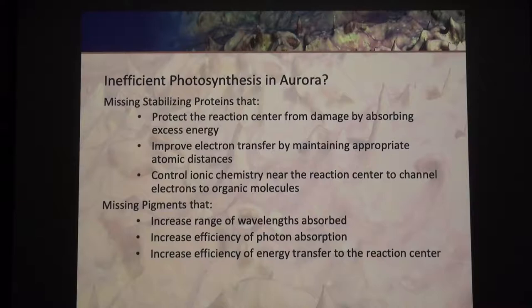And then they control the O and P, control the ionic chemistry near that center to make sure that the electrons are going in the right place. So modern cyanobacteria are really good at photosynthesis, but they still have problems with this excess energy breaking the molecular machinery and electrons going in the wrong place sometimes. So they have very rapid repair mechanisms.